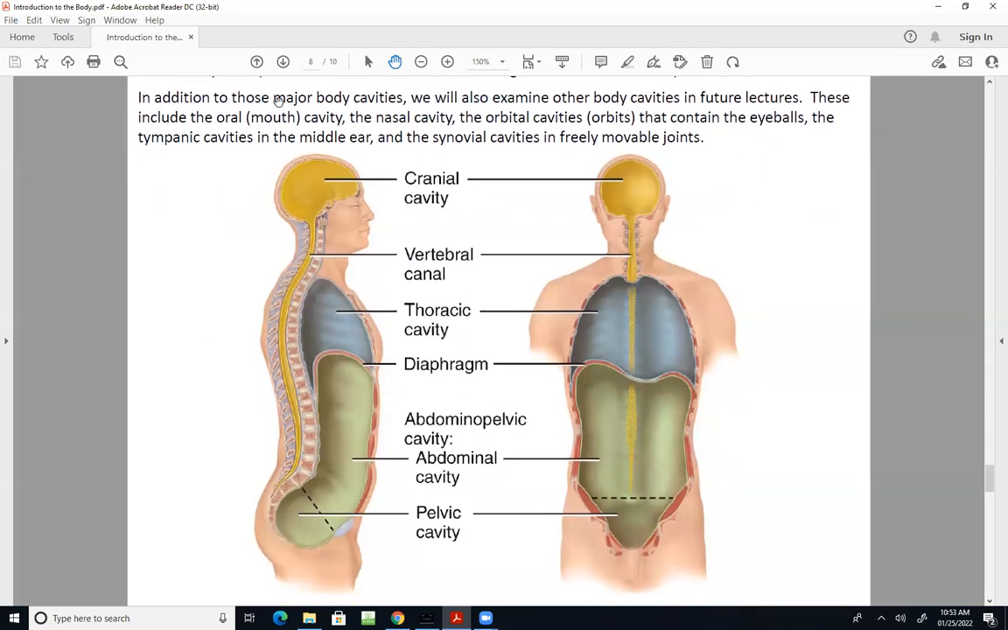In addition to those major body cavities, we'll also examine other body cavities in future lectures. These include your mouth or oral cavity where your tongue and your teeth are, the nasal cavity inside your nose where they'll stick a swab up there, it feels like touching your brain, to test you for COVID. Orbital cavities or orbits, that's where your eyeballs are. Tympanic cavities are in your middle ear, that's where your ear bones are. And synovial cavities, which are associated with all your joints.